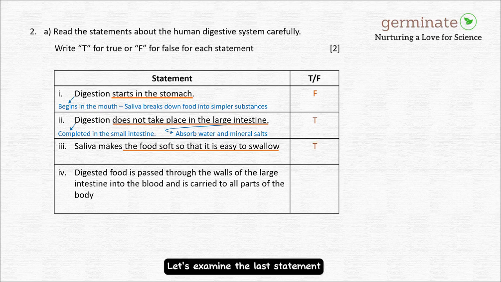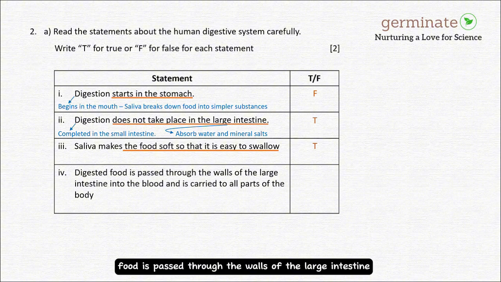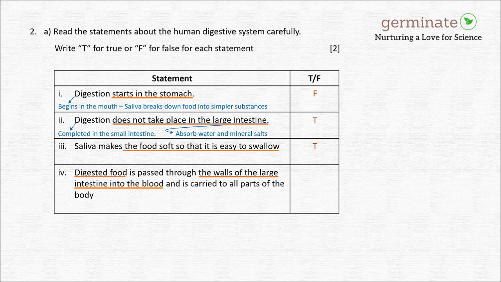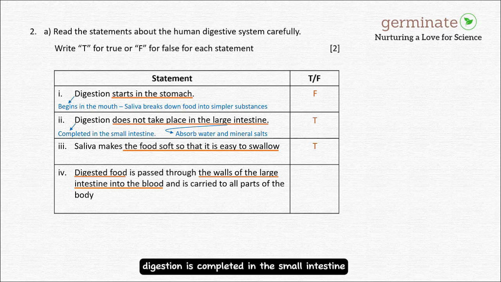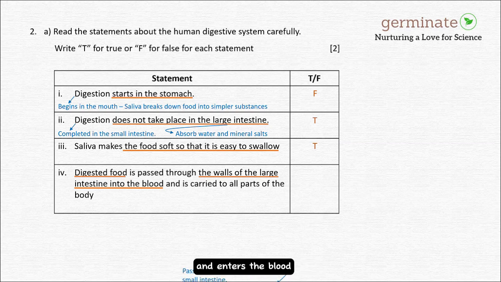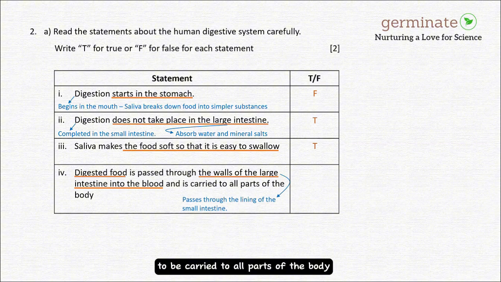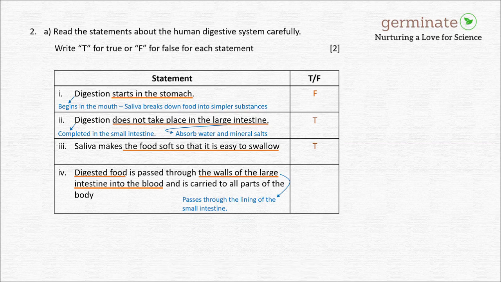Let's examine the last statement. Digested food is passed through the walls of the large intestine into the blood and carried to all parts of the body. We know digestion is completed in the small intestine. Does the digested food pass through the wall of the large intestine? No, it actually passes through the lining of the small intestine and enters the blood to be carried to all parts of the body. Therefore, this statement is false.